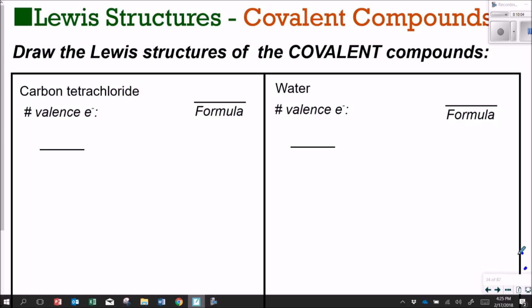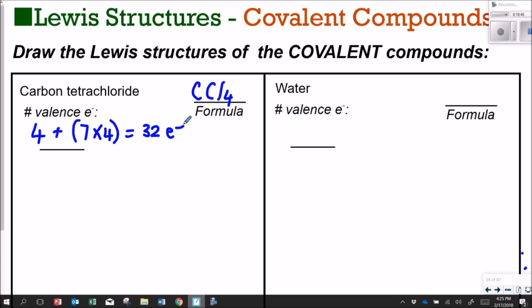Let's practice. Carbon tetrachloride's formula is CCl4. To find out how many valence electrons are available in this molecule, we say that carbon has 4 valence electrons and there is 1 carbon in the formula. Then chlorine has 7 valence electrons and there are 4 chlorines in the formula. So I multiply that by 4 for a total of 32 valence electrons.